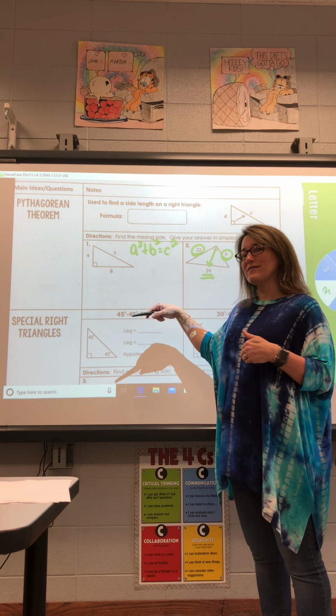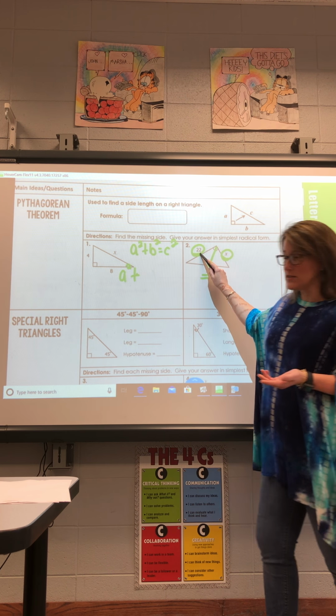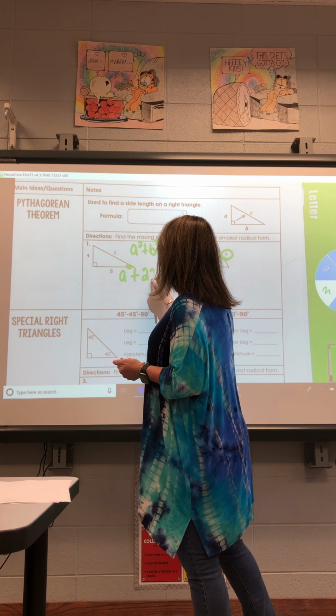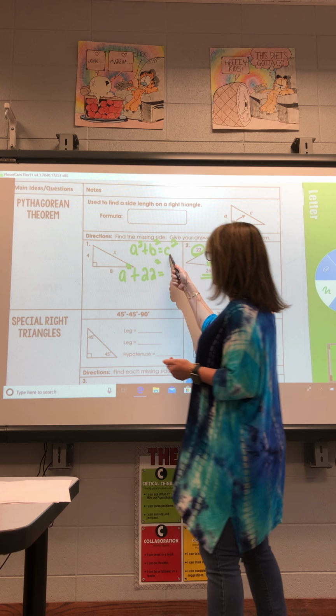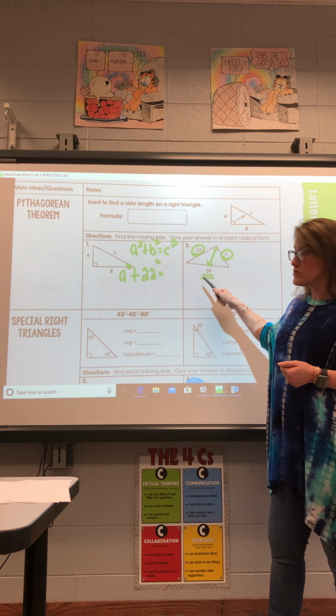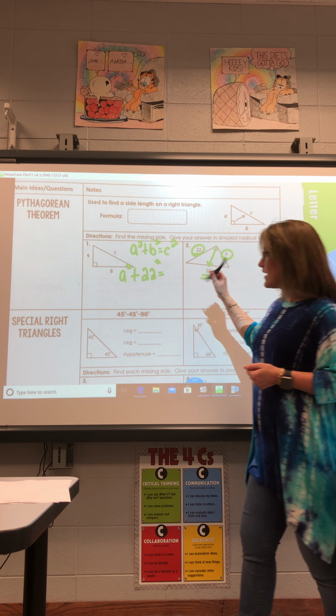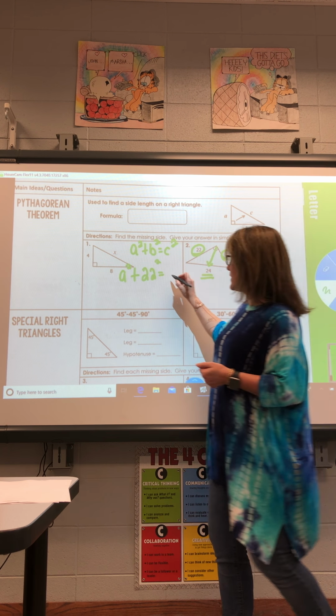So I have A squared plus B squared. I'm gonna let my leg equal 22. And it'll equal C squared, which is my hypotenuse, directly across from my right angle. That'll be my 24 squared. Okay, so I'll have A squared plus.